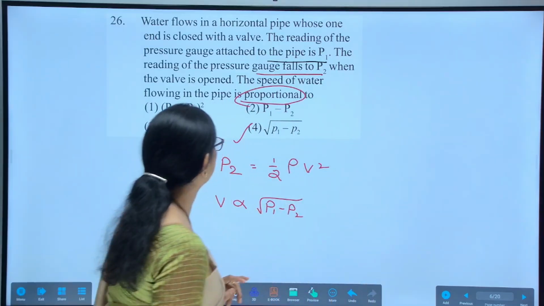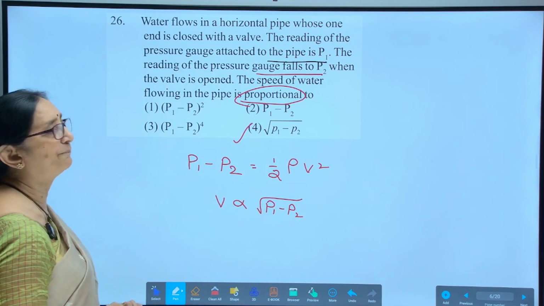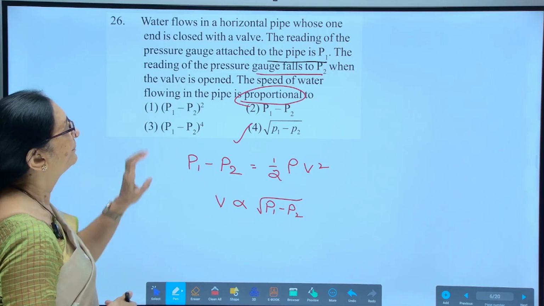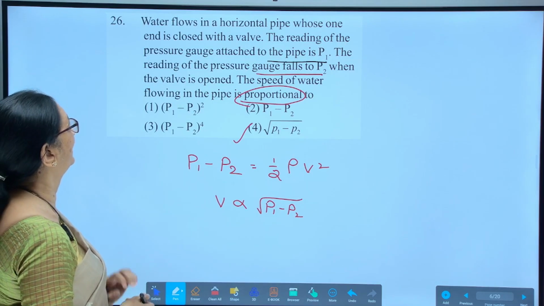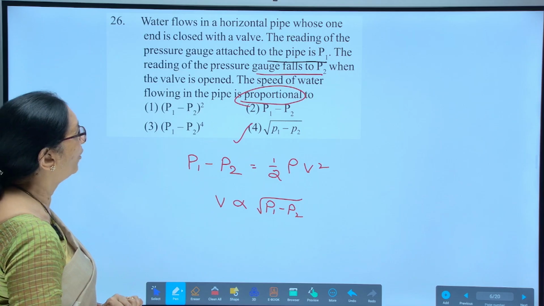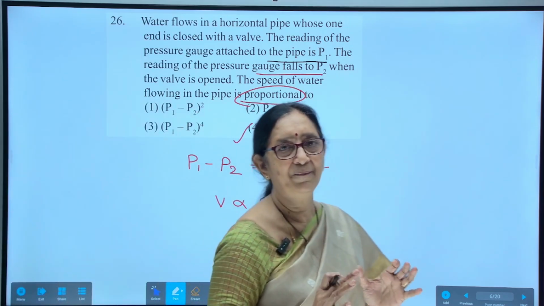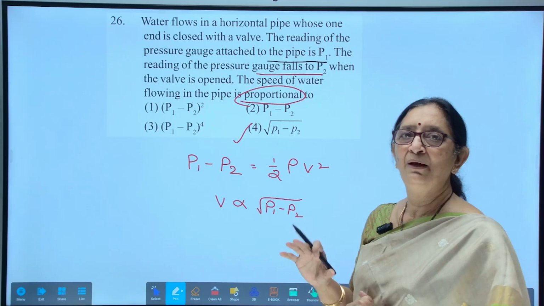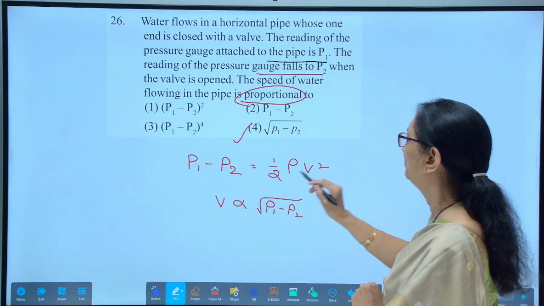Now, this is also, look here, water flows in a horizontal pipe whose end is closed with a valve. The reading of the pressure gauge attached to the pipe is P1, and the reading of the pressure gauge falls to P2 when the valve is open. What is the speed coming out of the pipe? See here, when the valve is closed, the pressure is P1. When the valve is open, the pressure falls to P2.